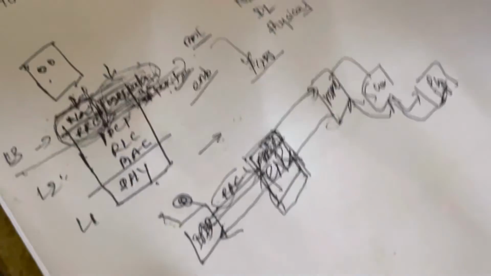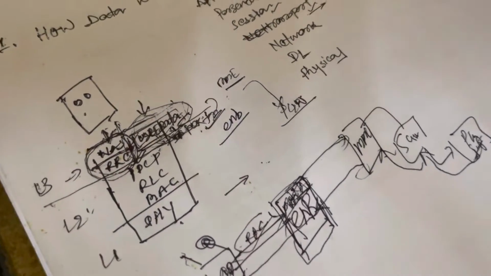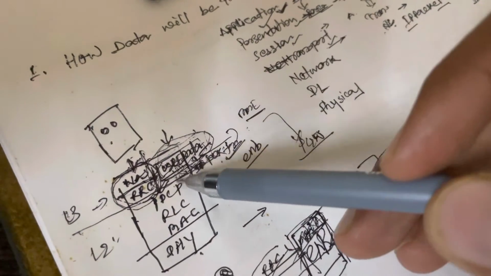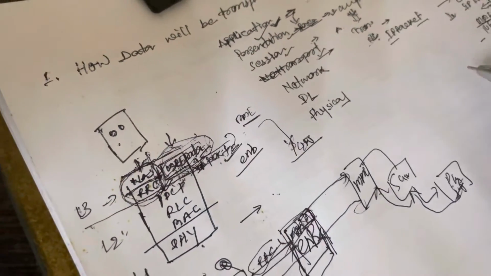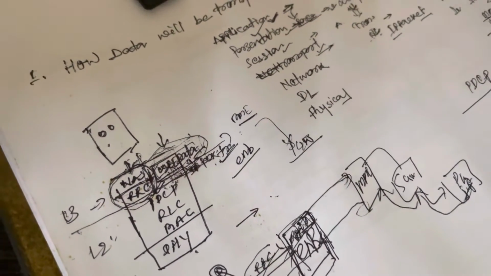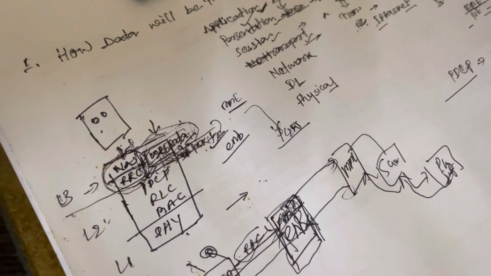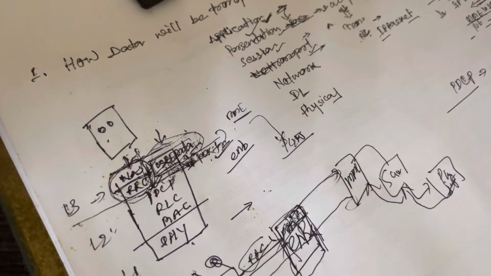So suppose your UE has got the IP ID, then what procedure is next? The next procedure will start. So this user data will go through the PDCP. Now, what is the purpose of the PDCP? Again, PDCP will perform the concatenation and compression and decompression.